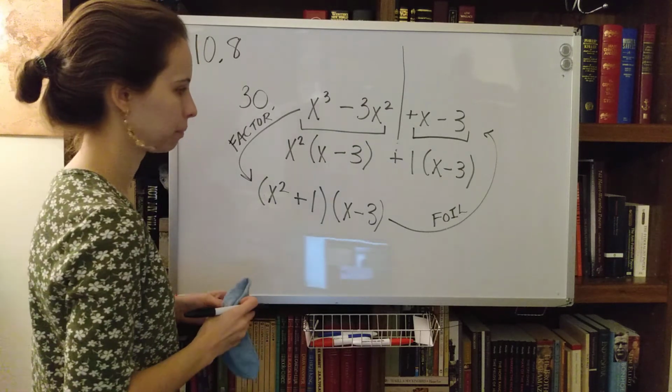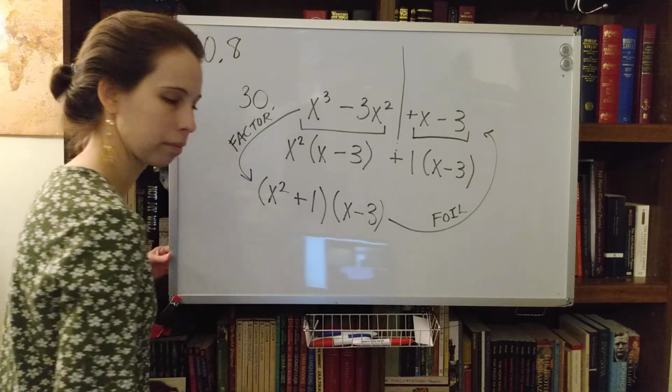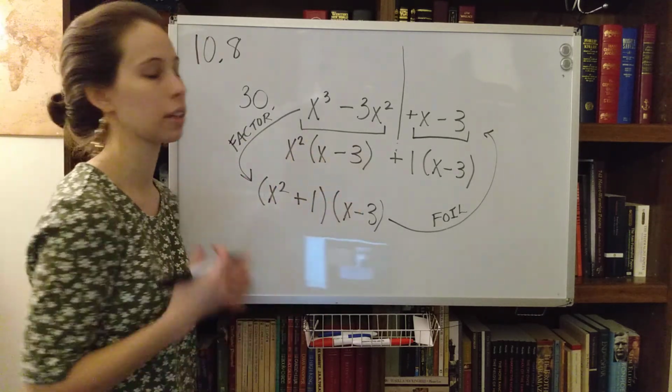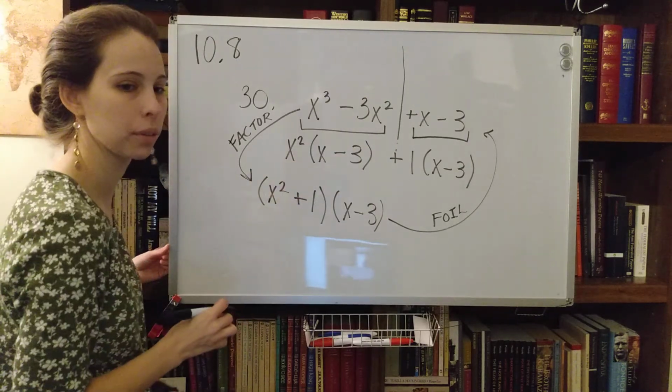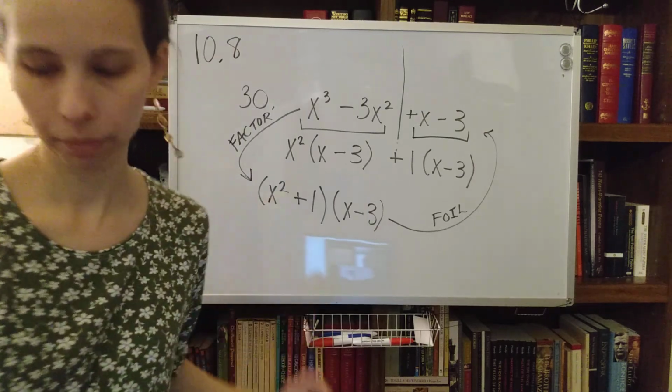Expression. Yeah. So the difference between an expression and an equation is that an expression doesn't have the equal sign. Exactly. Equations have equal signs. Expressions do not. They're just a collection of terms. All right. So this is how you're going to factor one of these guys by grouping. Okay.